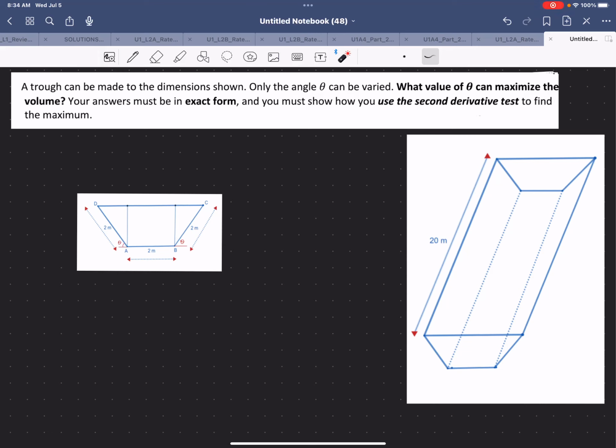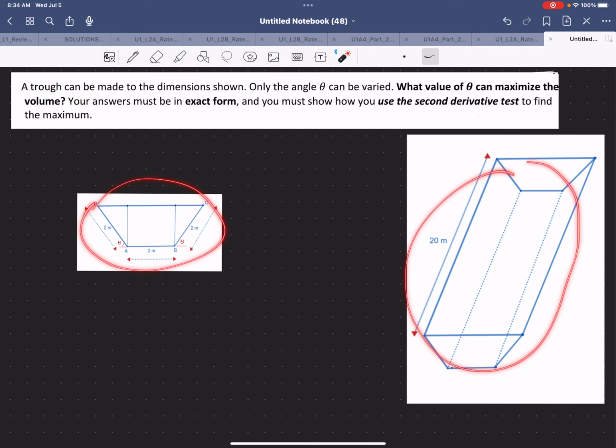Let's take a look at an application of derivatives question, and more specifically, this is an optimization word problem that requires the use of derivatives. So we're going to start off by reading the question first. A trough can be made to the dimensions shown. So we are given some diagrams in here.